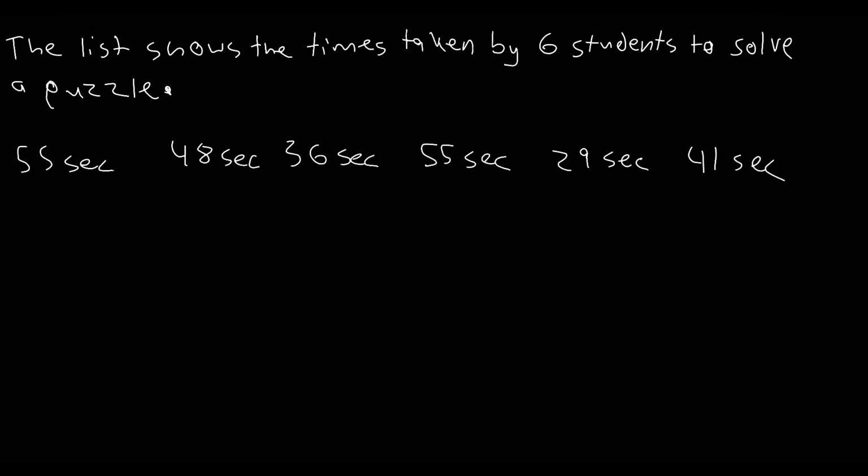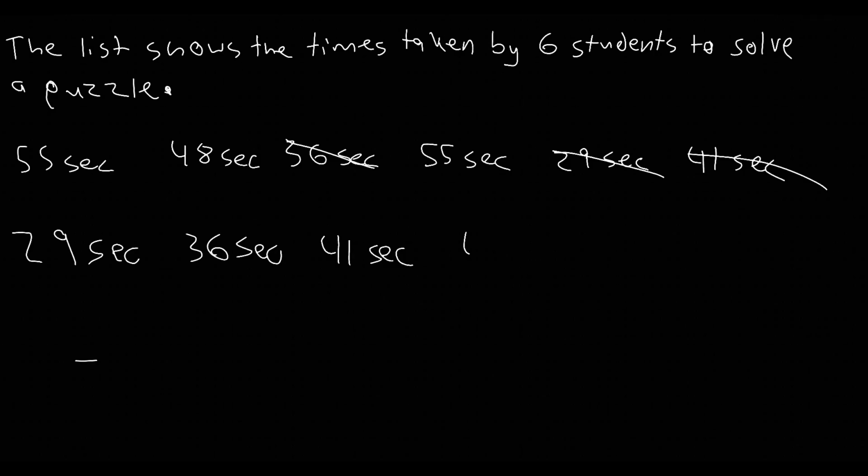Now, I can immediately see that this dataset is not in numerical order, so let's go ahead and make it in numerical order. That way, finding every single average would be a lot easier. So I have 29 seconds, then I have 36 seconds, then I have 41 seconds, 48 seconds, and then I have 55 seconds and 55 seconds again.